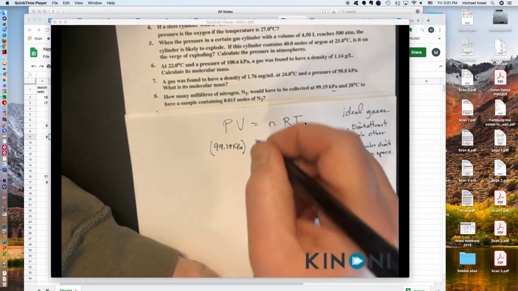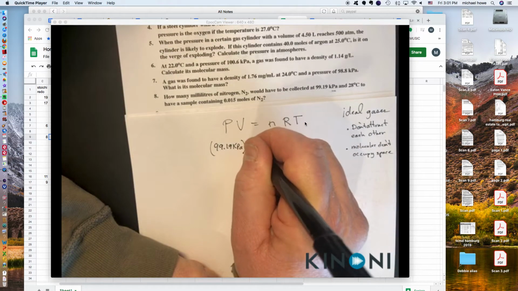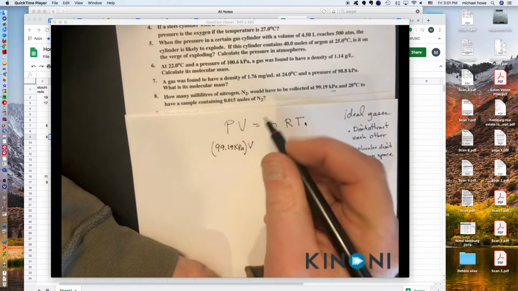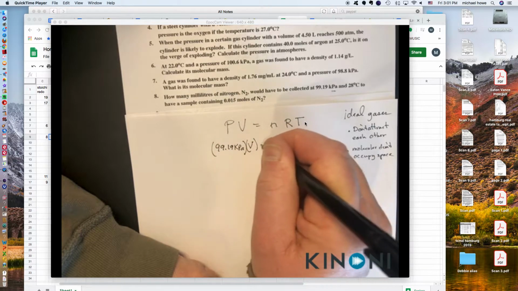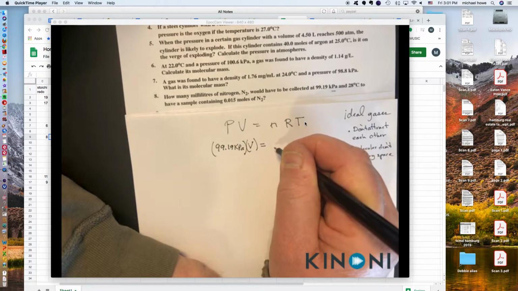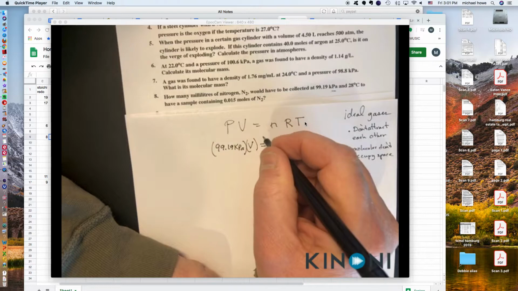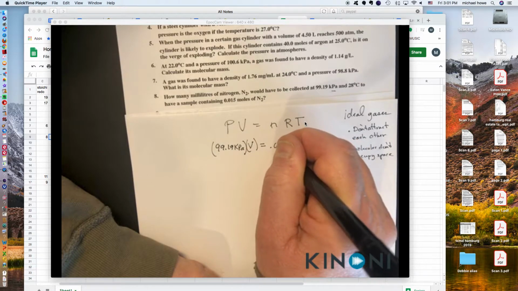You might notice this little worksheet that I pulled off the internet was probably created in England because of the way they spelled liter. That's volume. The number of moles, 0.015, it tells us right here. So n is 0.015 moles.